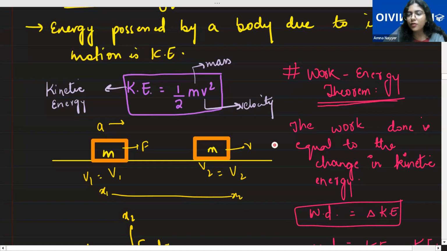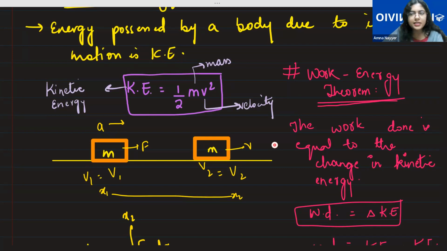Now, there's a concept of the work energy theorem. The work energy theorem basically says that whatever is the work done is equal to the change in kinetic energy. Change means final kinetic energy minus the initial kinetic energy. So you need to calculate the final minus initial kinetic energy, and whatever this change is equal to, we say this is the work done.